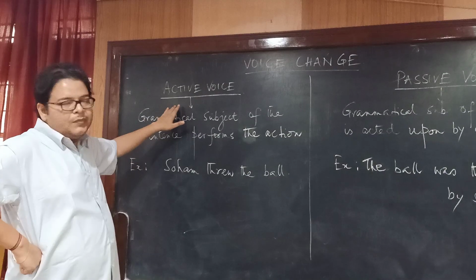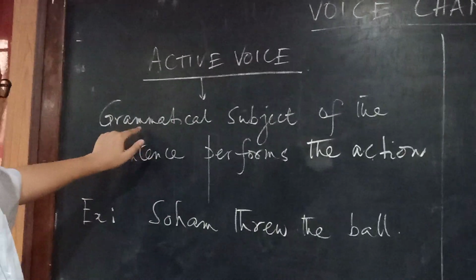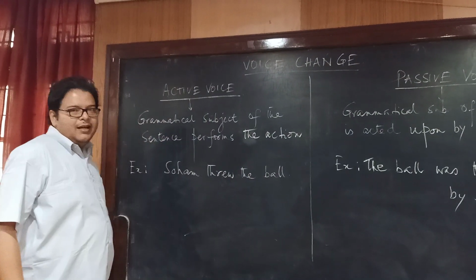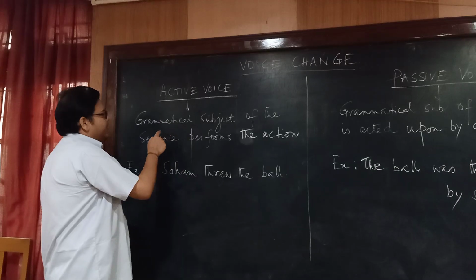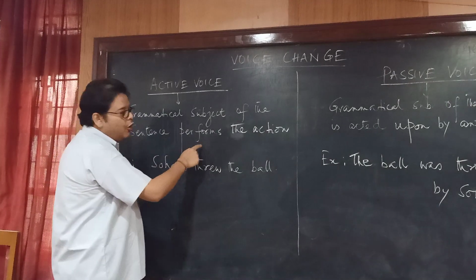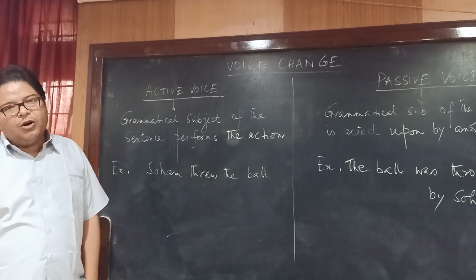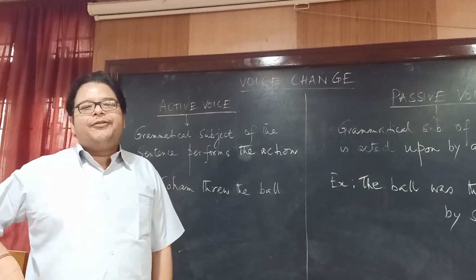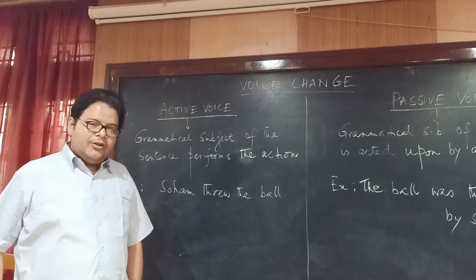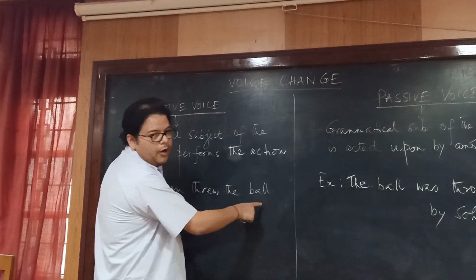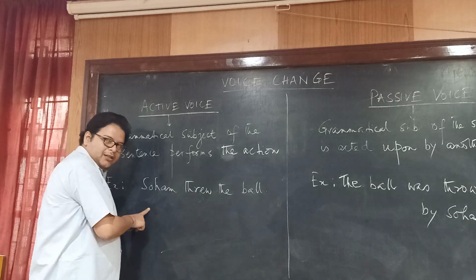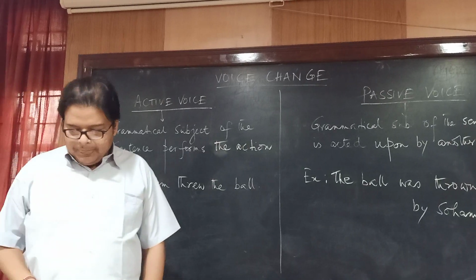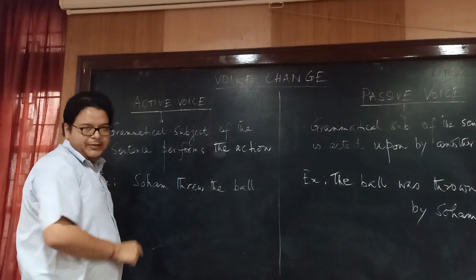What is active voice? Active voice is when the grammatical subject of the sentence performs the action in the sentence. I repeat, active voice is when the grammatical subject of the sentence performs an action. Then we call it active voice. For example, let's say you saw your friend Shoham throwing a ball. So you can say Shoham threw the ball. Here, the grammatical subject of the sentence, which is Shoham, is performing the action, which is throwing the ball. This is an example of active voice.